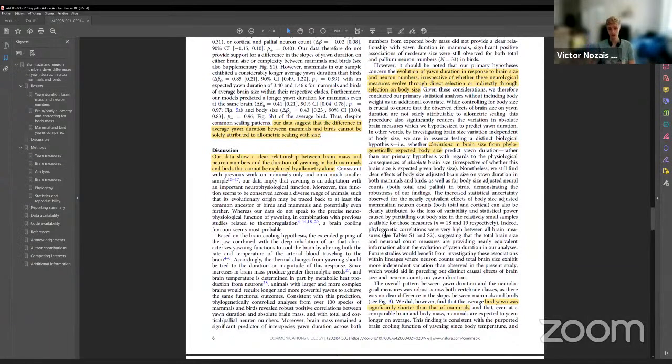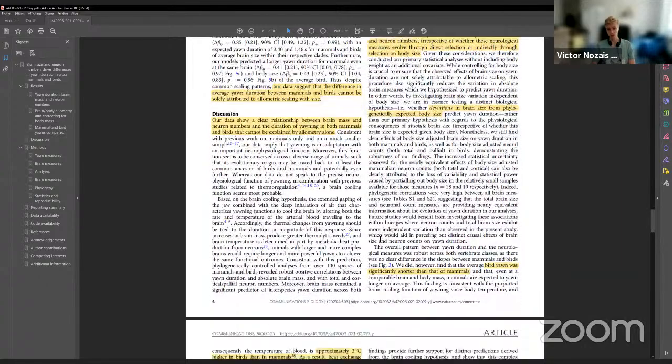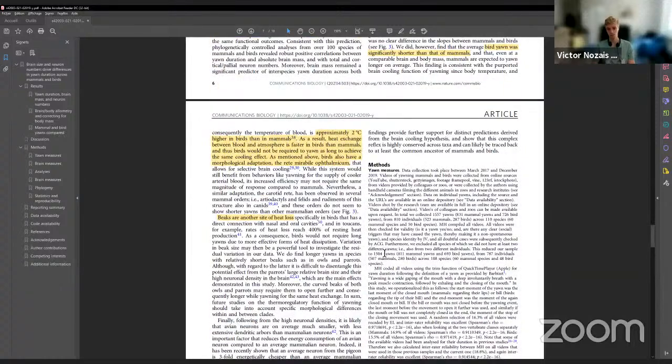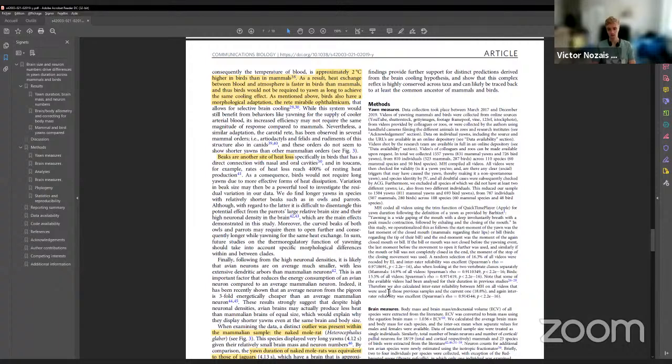So all in all, this nice paper demonstrates that there is a very strong relationship between the brain size and the duration of the yawn, and that this goes perfectly into the hypothesis that the yawn duration has evolved to be used as a thermolytic behavior to control the temperature of the brain.